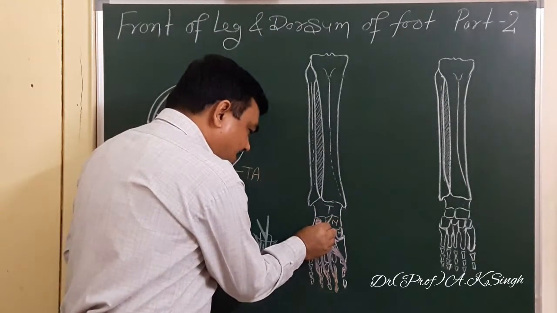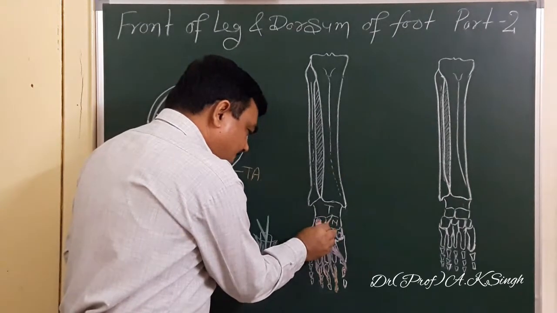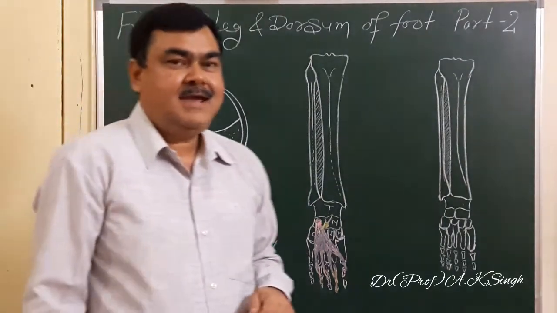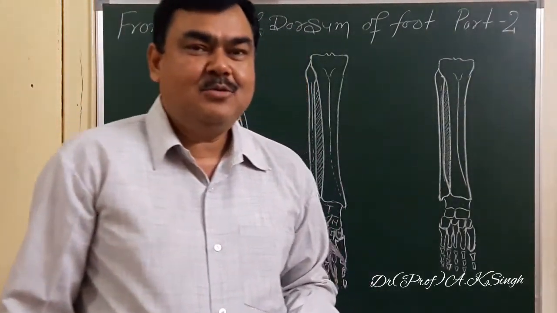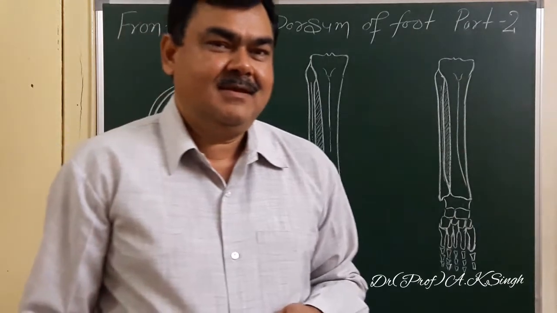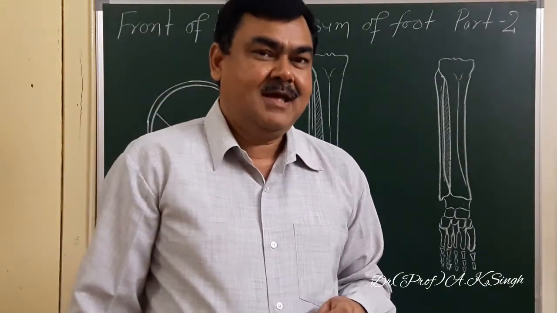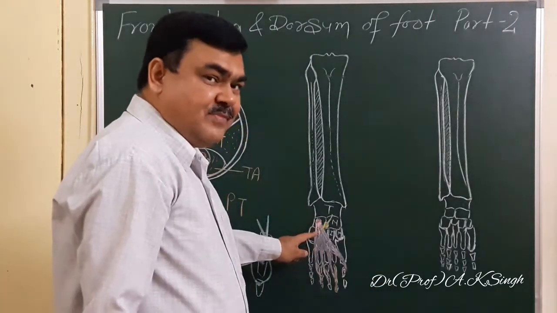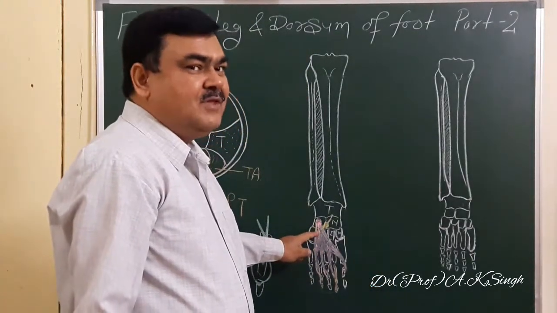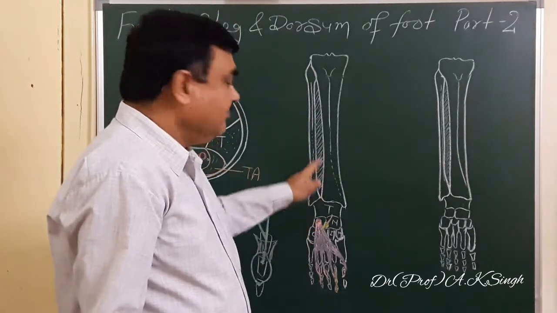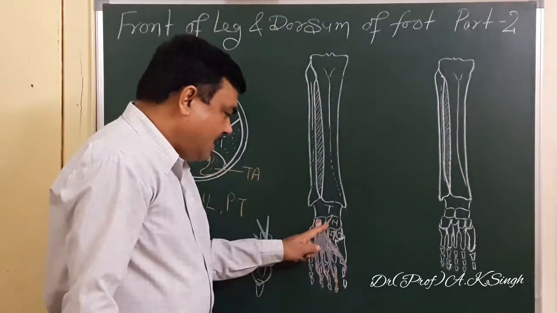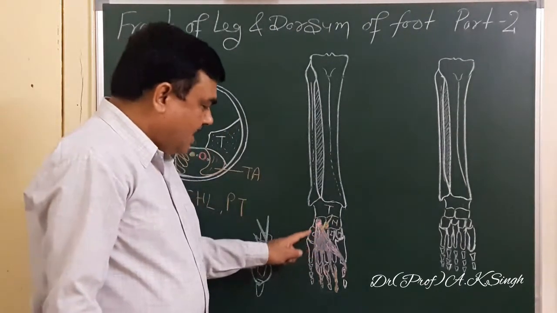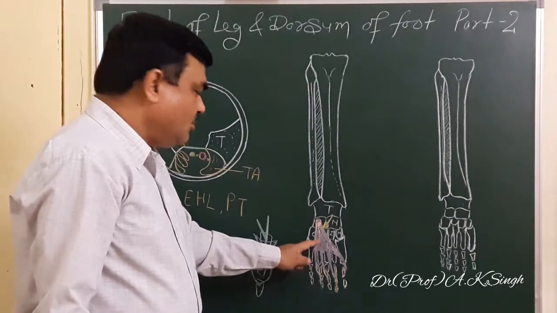And this lateral branch of deep peroneal nerve has a pseudoganglion. Like in upper limb, nerve to teres minor, which is a branch of axillary nerve, has pseudoganglion. And in lower limb, nerve to extensor digitorum brevis, which is a branch of lateral branch of deep peroneal nerve, it has also a pseudoganglion. So this is all about the extensor digitorum brevis.